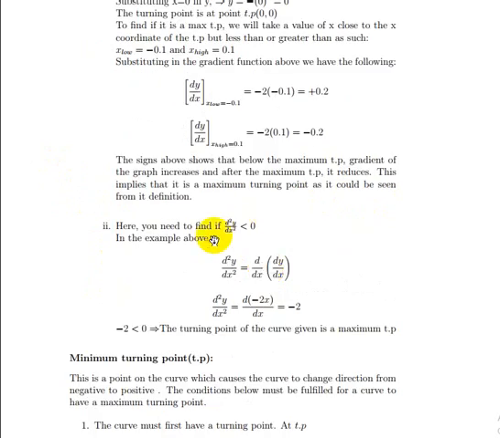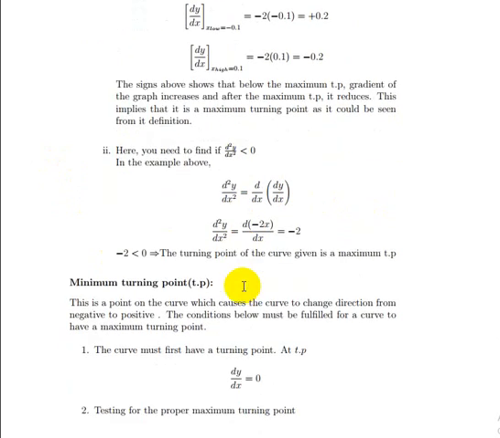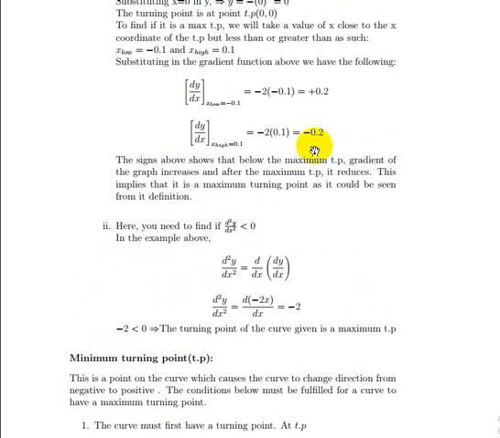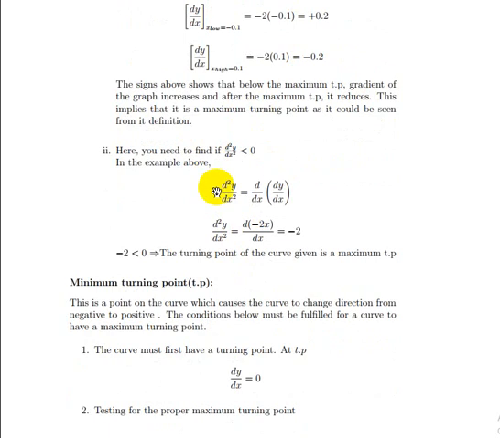Now another method to find if the curve has a maximum turning point is just by finding the d squared y over dx squared. If the value of d squared y over dx squared is less than 0, it implies that the turning point is maximum. So this is another simple method for you to find a turning point. But I like to use the complex method because it makes me know the nature of my graph. With this other simple method, if you don't want to have cumbersome notes, you can use it. You just say d squared y over dx squared is less than 0.